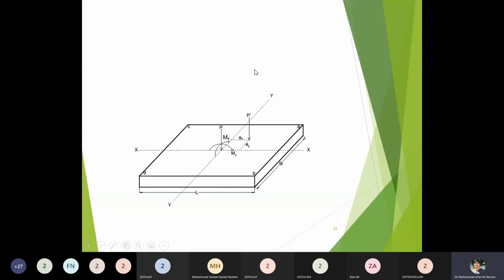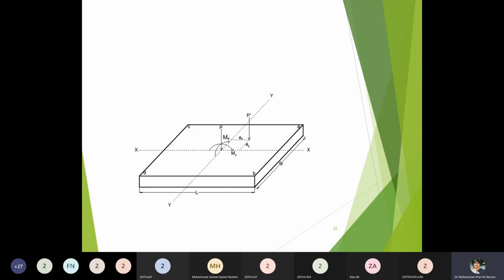MX क्या होगा? The MX will be equal to the P into EX. और MY क्या होगा? नहीं, MY will be P into EX and MX will be P into EY. Load into the relevant eccentricity will give you the moment, and you have to shift the moment at the centroid, because whenever you plot the foundation pressure, you have to shift your reactions at the centroid of the footing. आपको center में shift करेंगे तो आप उसका pressure निकाल सकेंगे.